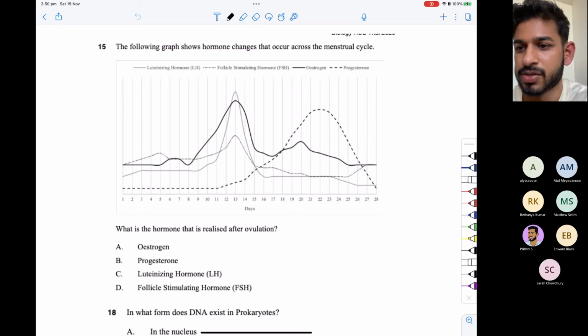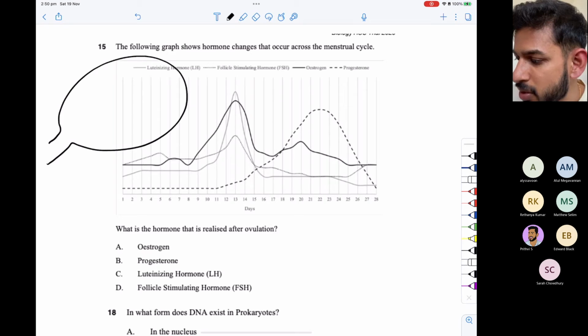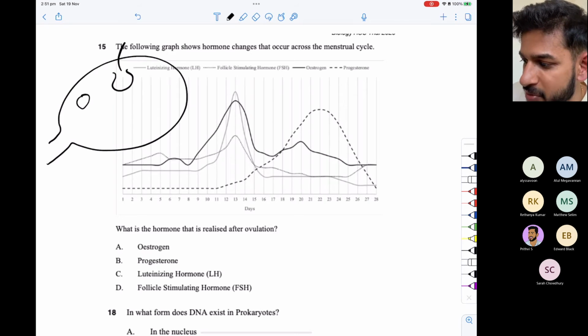Alyssa's told us the normal duration of a menstrual cycle and the day. So Rathanya, what hormone do you see going up after ovulation? What is the main hormone you see noticeably increasing after ovulation? Progesterone. Very good. And that's because progesterone is released after ovulation. And that's because the ovary follicle ovulation happens, and after that, this corpus luteum starts making progesterone.